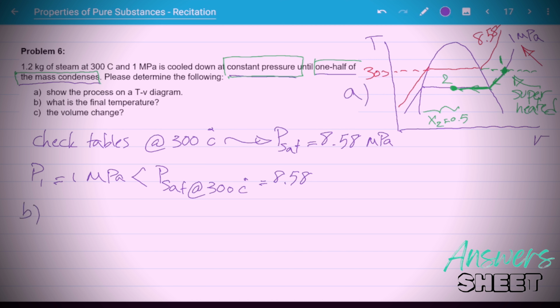Now, for part B, we need to find the final temperature, right? Now, we concluded that the second state is a saturated mixture. In a saturated mixture, the temperature is a function of the saturated pressure, which in our case is 1 megapascal, and so the saturation temperature from the tables is 179.88 degrees Celsius.